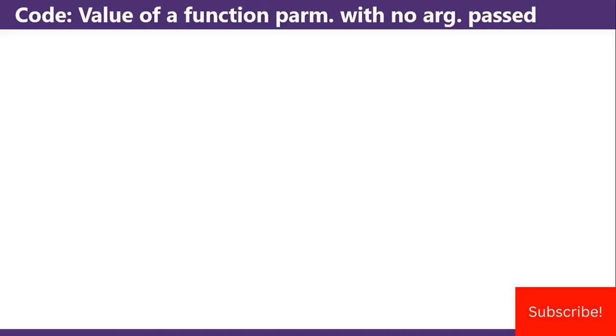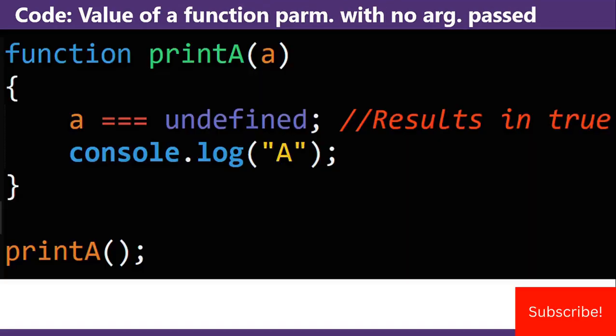Value of a function parameter with no arguments passed. Print A should have an argument A. You don't pass it an argument A, so A == undefined.